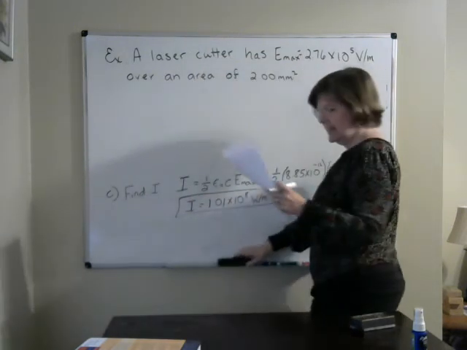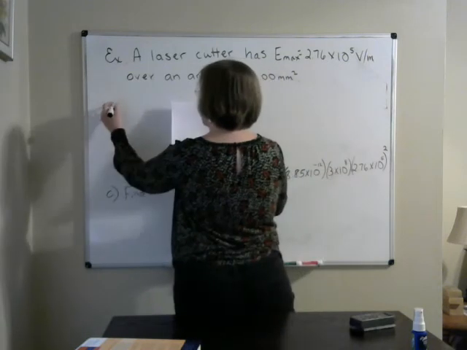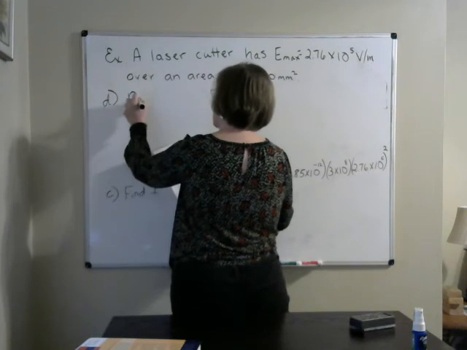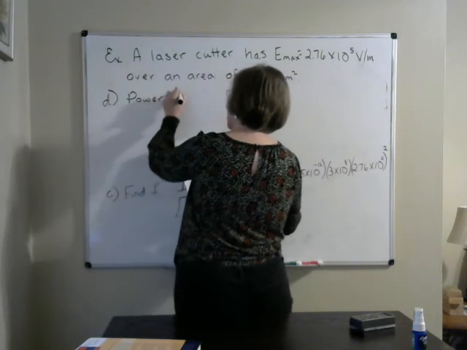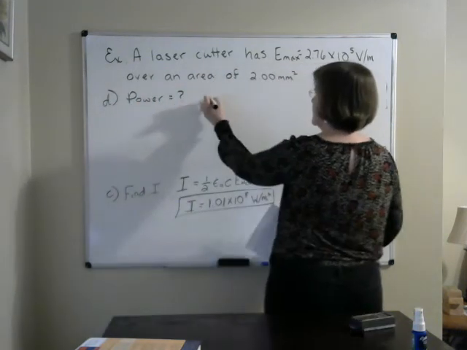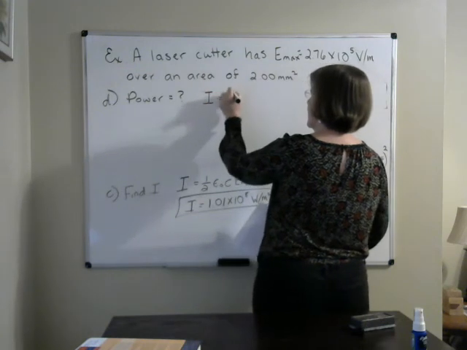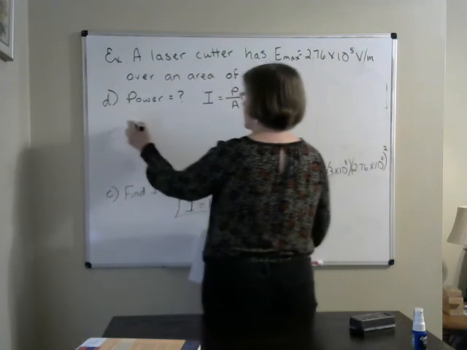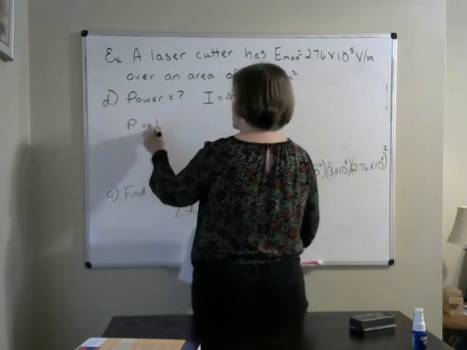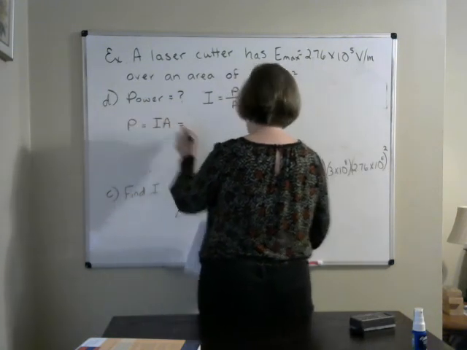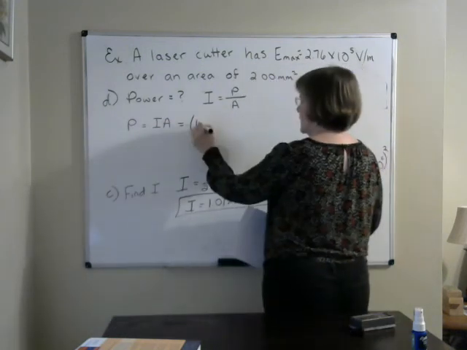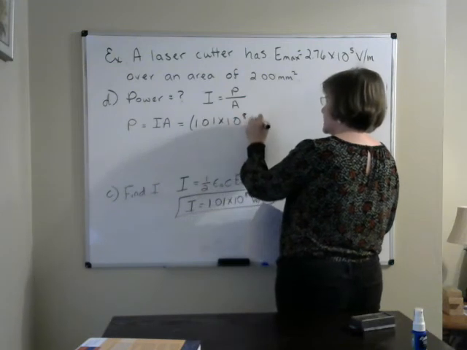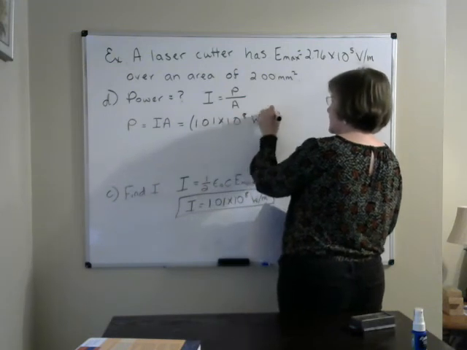Okay, part D says, what's the power? Well, we can remember that intensity is equal to the power over the area. So the power is equal to the intensity times the area. Intensity is 1.01 times 10 to the 8th watts per meter squared.